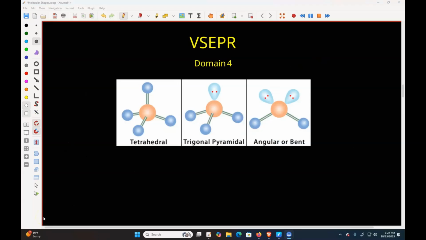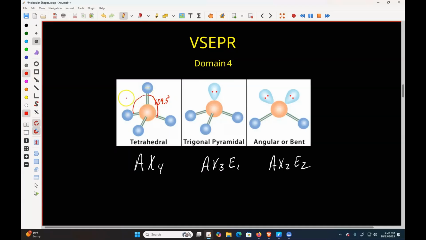Okay, domain 4 would be AX4, AX3E1, AX2E2. So we have a tetrahedral structure, trigonal pyramidal, and angular bent. The bond angles will be 109.5 degrees for all of these, 109.5 degrees all the way around.